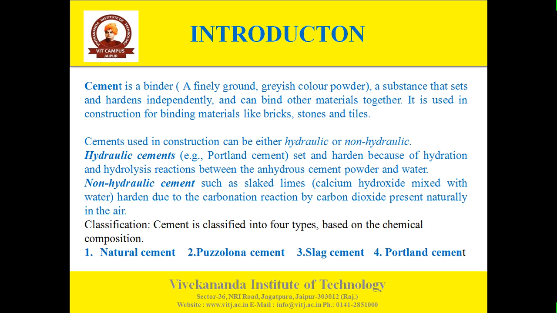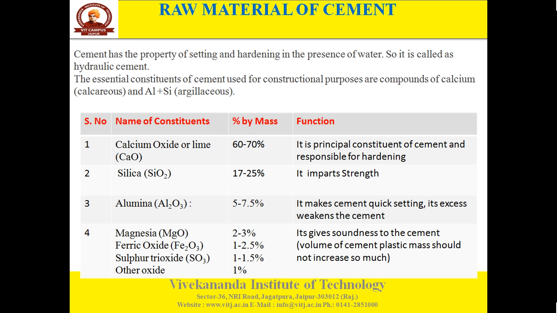It was discovered by Joseph Aspdin, a scientist, in 1824. It consists of lime, silica, alumina and iron, is most valuable and is used for construction work. This is hydraulic cement. Cement has the property of setting and hardening in presence of water, so it is called hydraulic, as we discussed earlier.